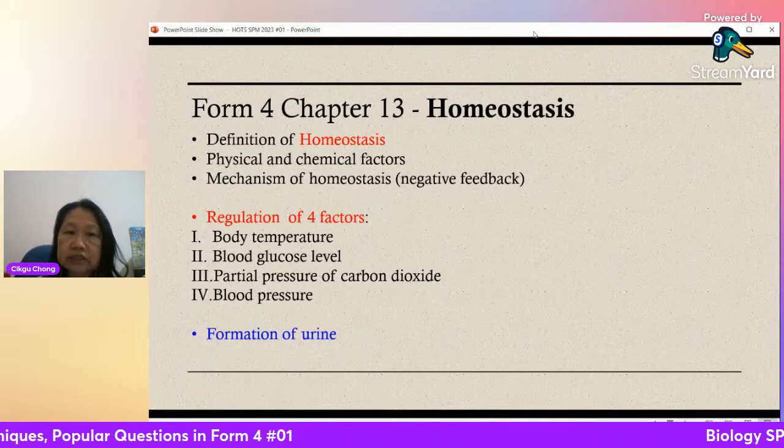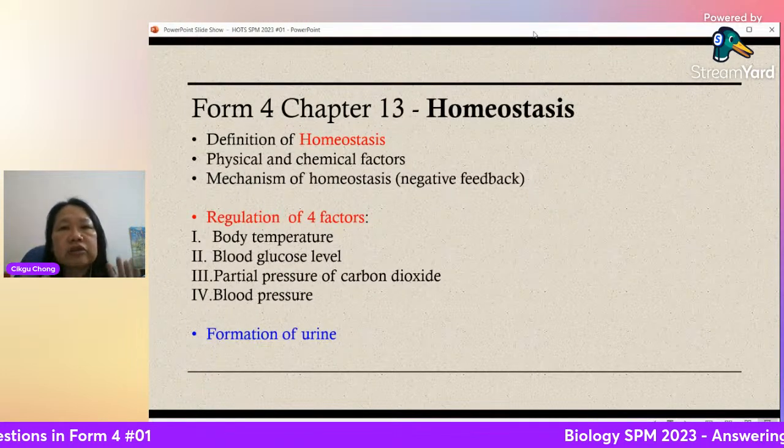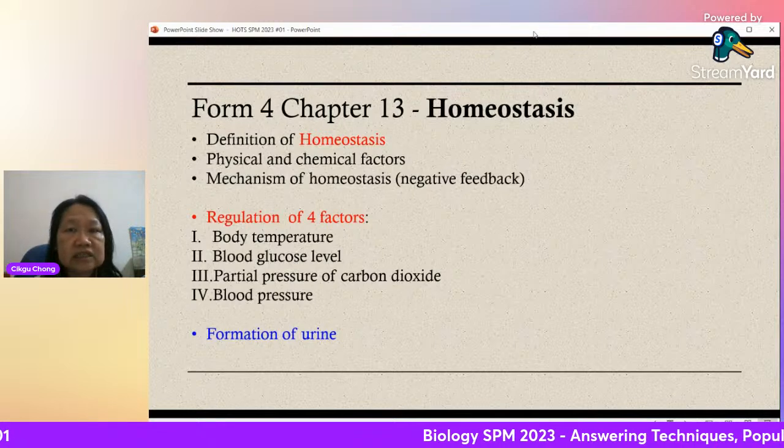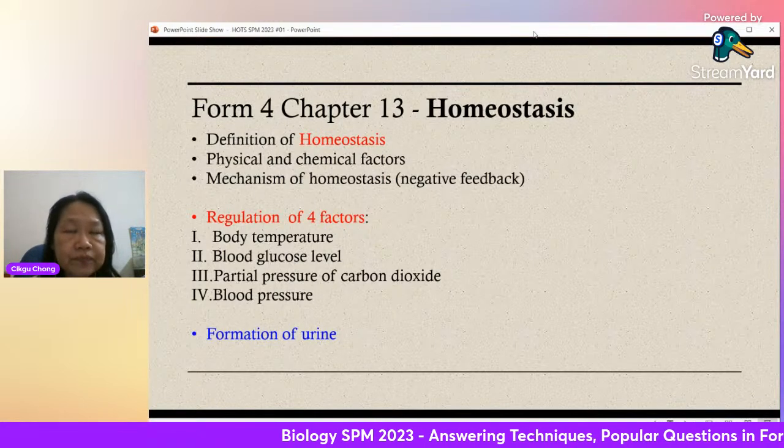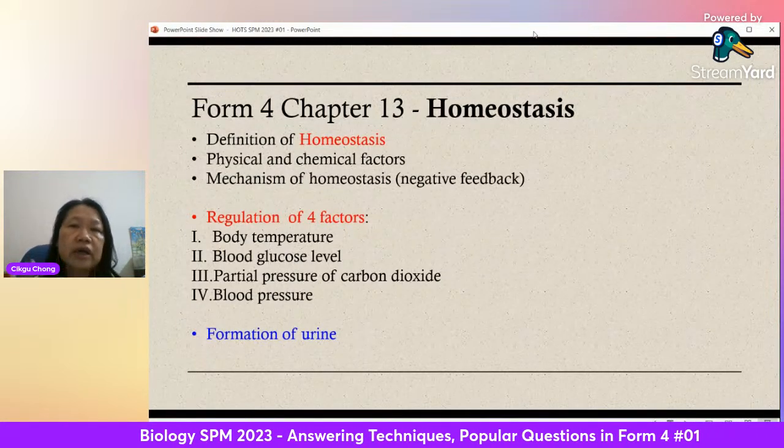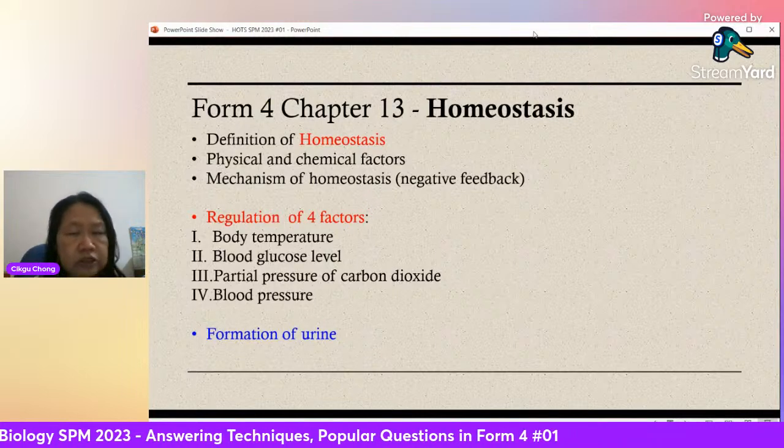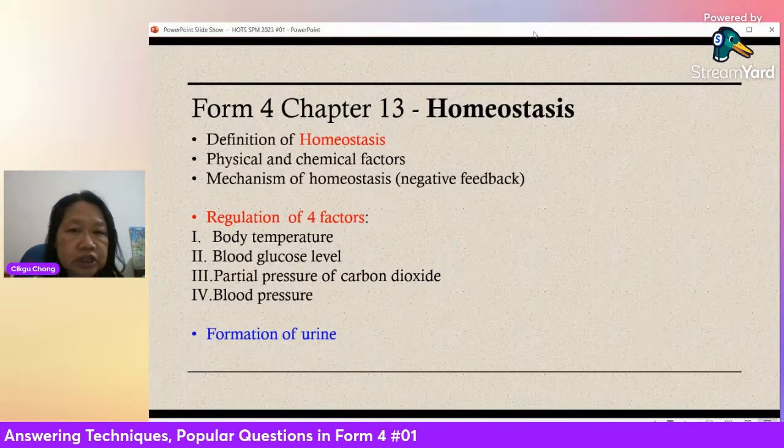All right, and one more. The next part is very important: formation of urine. You need to know the three important processes, which are ultrafiltration, then reabsorption, and also secretion. Please go through your notes. I'm sure your teacher has taught you well.